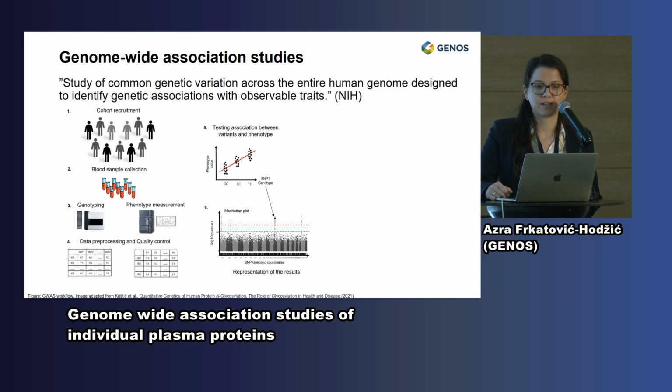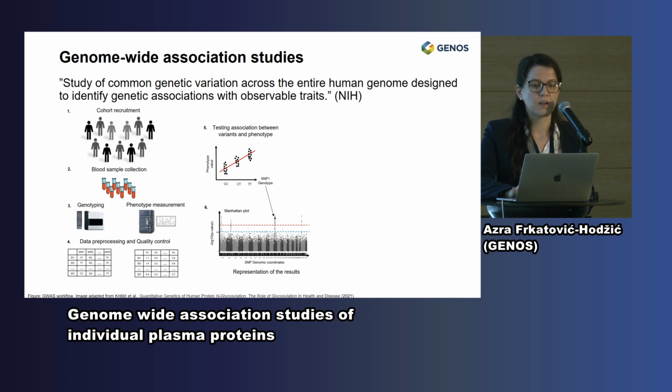So the idea is to scan through the genome to see the variants that are associated with variation in your phenotype. In this case, you start with a big human cohort in which you have both genotype data and phenotype measurements. In our case, the phenotypes are glycome measurements. Once you pre-process and quality control the data, you can proceed with testing the association between each individual SNP, a single nucleotide polymorphism, and your phenotype values. In the case of quantitative traits such as glycome measurements, we use a linear regression model, testing the association between the phenotype and the number of effect alleles.